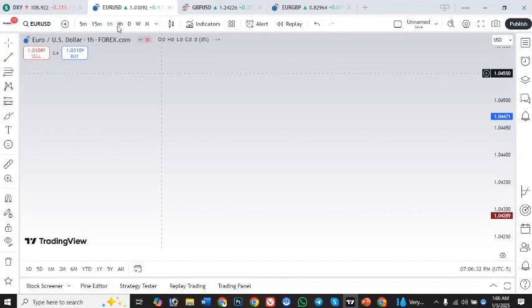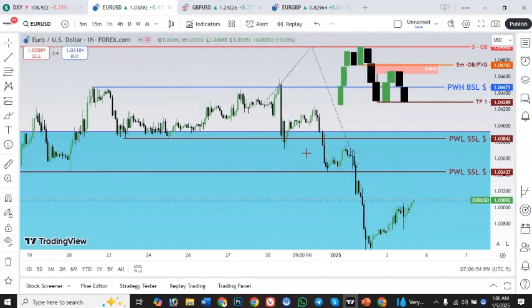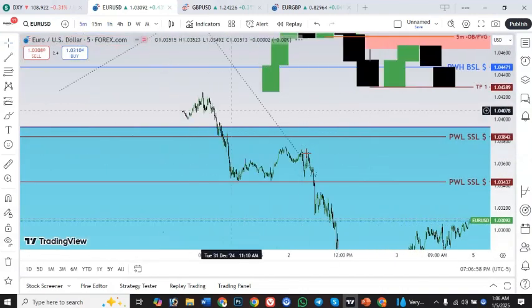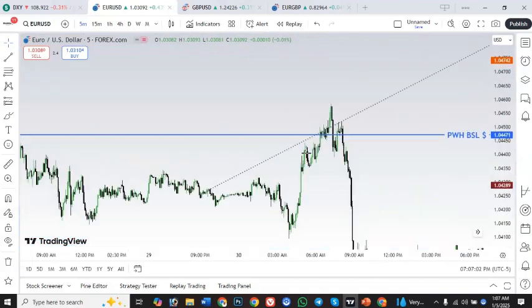Then what did I say? I said when they take one side of the liquidities, we'll follow them too. I said either they will take this first or they take this first. Then what did they do? They took this one first. Then they ran down to take this one. How many pips is that? Let me take it to 5 minutes and show you something. Is it not exactly what I explained?